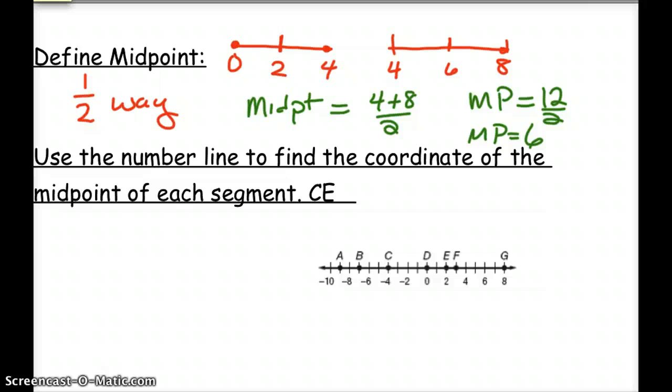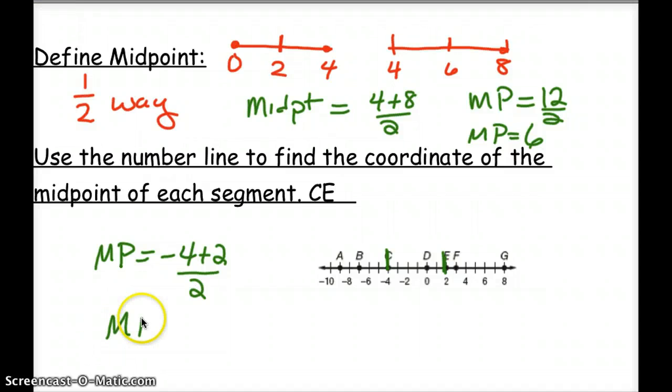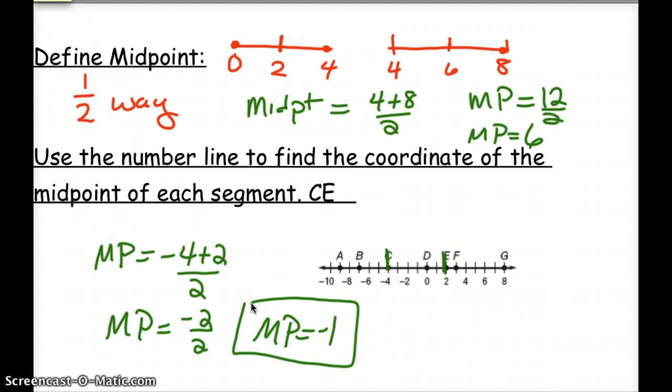And so I'm looking at, use the number line to find the coordinate of the midpoint of CE. So my midpoint would be -4 plus 2 divided by 2. And again, this is your work. You're communicating that mathematics is what you're doing here. And so I'm getting MP to equal -2 over 2, or the midpoint would be -1. And if you wanted to, you could count 1, 1, 2, 2, and then find out it's -1 that way. Takes a little more time.